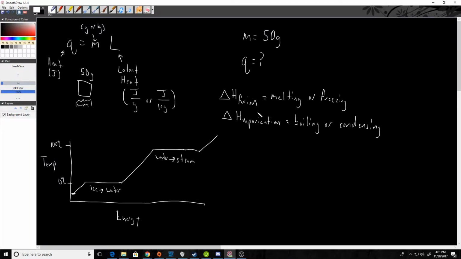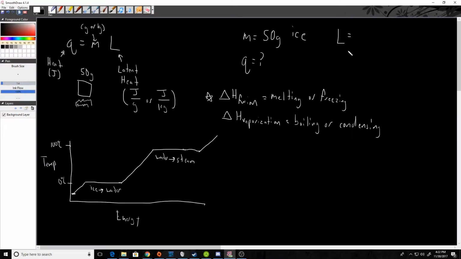Every substance is going to have a value for the latent heat of fusion and a value for the latent heat of vaporization. If I'm talking about 50 grams of ice melting, I'm using the heat of fusion. If I'm talking about 50 grams of water boiling, I'm using the latent heat of vaporization. All right, so coming back up here, 50 grams of ice. I know that I'm going to use the latent heat of fusion for this one because I'm talking about ice melting.